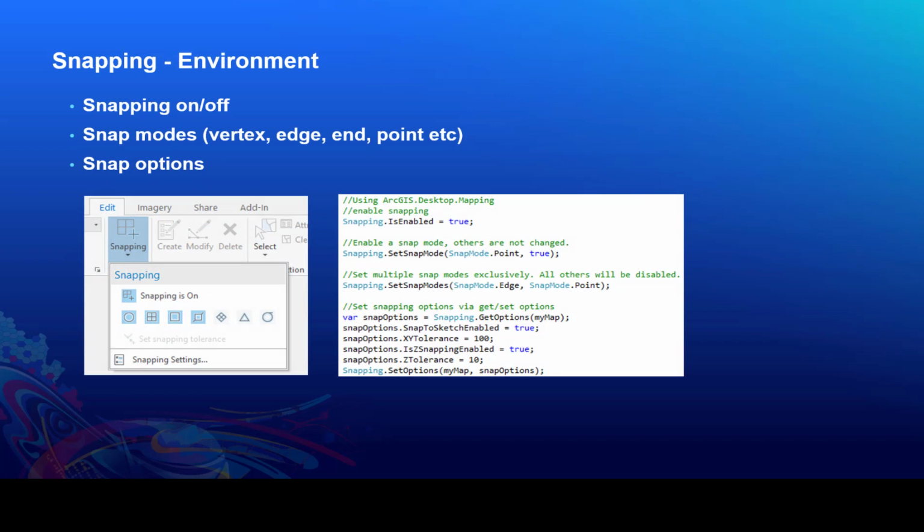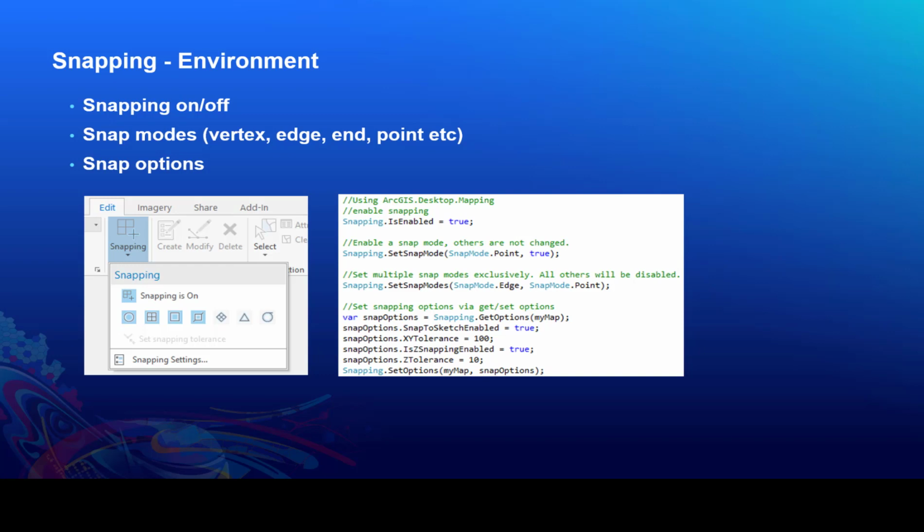Let's start off with snapping. Now, snapping on the UI, as we all probably should know, can be found on the Edit tab, and here we have a large toggle button called Snapping, which basically turns snapping on and off for editing within every map in the project. There's a drop down underneath that, which then gives us the global snap modes: vertex, edge, endpoint, etc. And these set the snap modes for every layer in every map in the project. Then underneath that we have the snapping settings dialog, which isn't shown here, but that gives us things like the XY tolerance, whether or not we can snap to the sketch, and that's done on a per map basis.